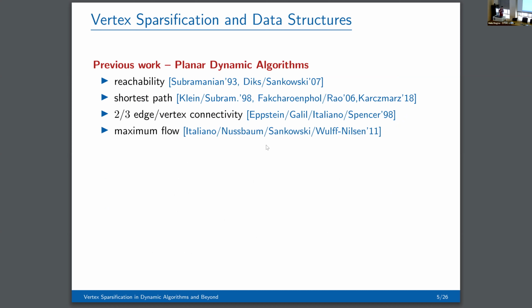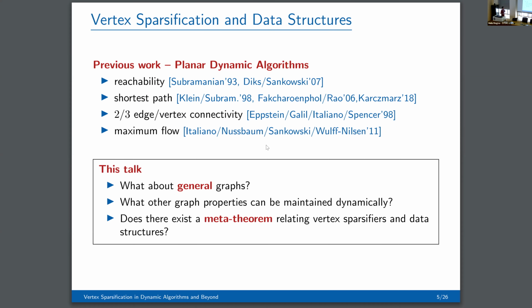Okay, so what is the connection of data structures and vertex sparsification? How I'd like to view this, it has been implicitly studied, at least in the planar graph literature, before we started doing this. If you go back to these classical papers on maintaining reachability information in dynamic planar graphs, or shortest paths, or bounded connectivity like 2-3 vertex or edge connectivity, maximum flow, you can see this vertex sparsification going on. But the main question I would like to address in this talk is, what about general graphs?